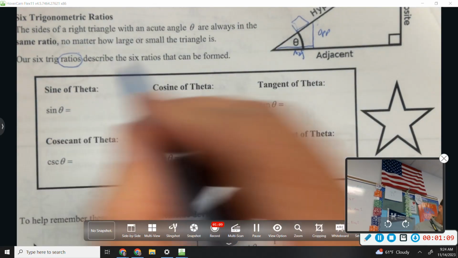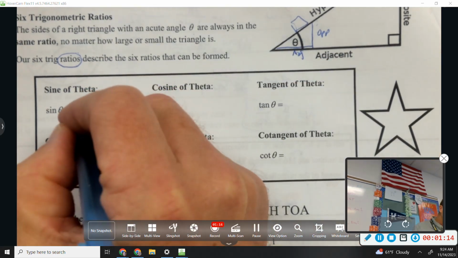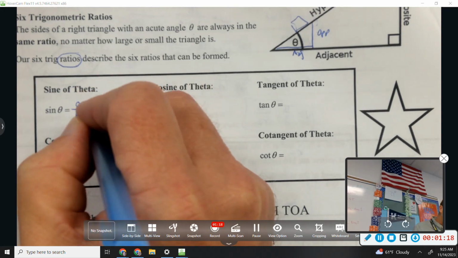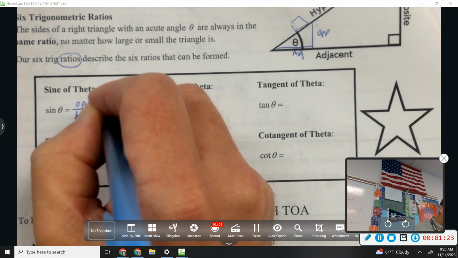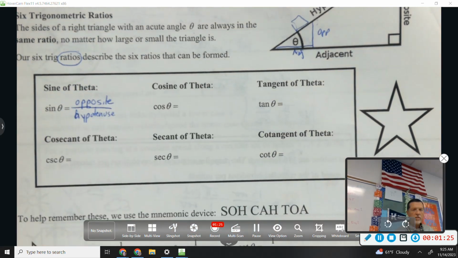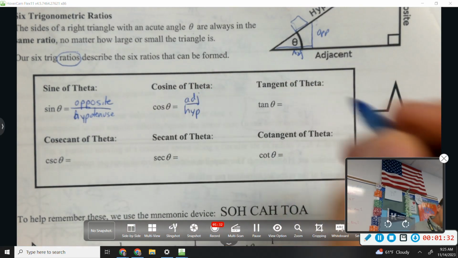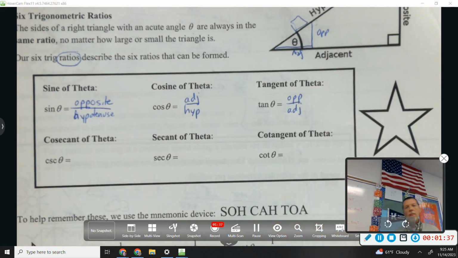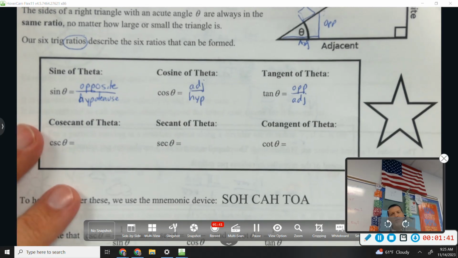Okay, the sine of that angle is opposite over adjacent. Nope, opposite over hypotenuse. Hypotenuse. That's why we abbreviate things. Opposite over hypotenuse. Cosine is adjacent over hypotenuse. And tangent is opposite over adjacent. SOHCAHTOA. You definitely did those in geometry.